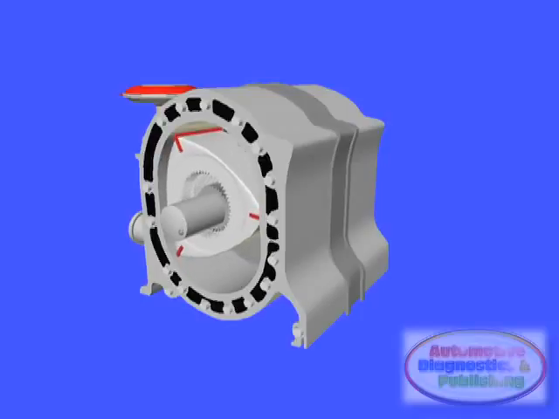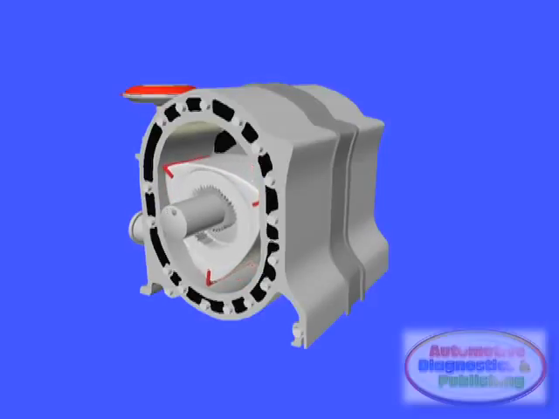Power output of a rotary engine is generally higher than that of a 4-stroke piston engine of similar engine displacement, and higher than that of a 4-stroke piston engine of similar physical dimensions and weight.